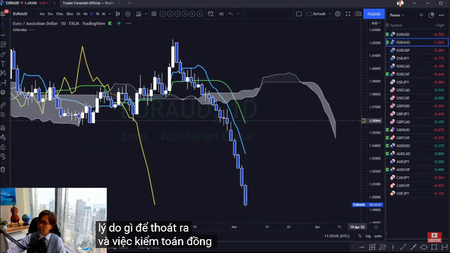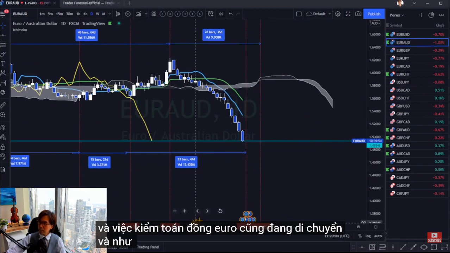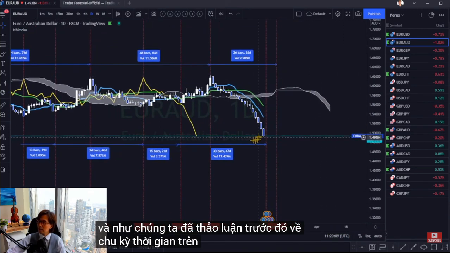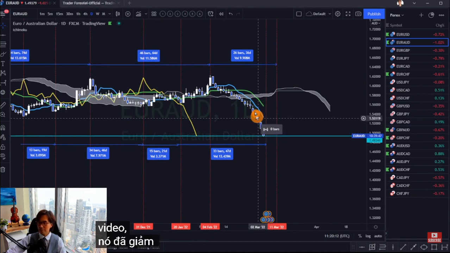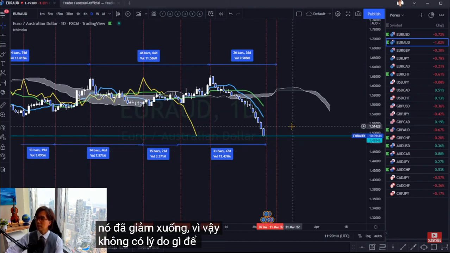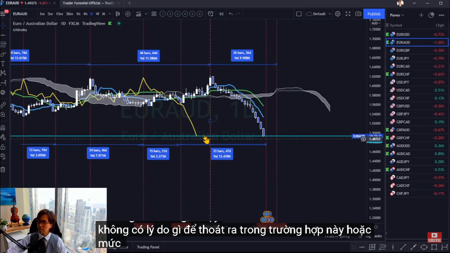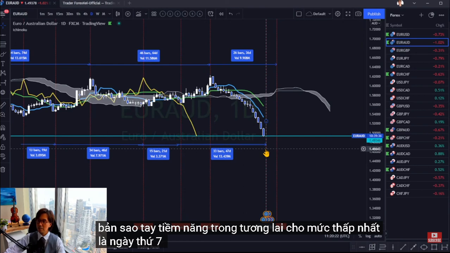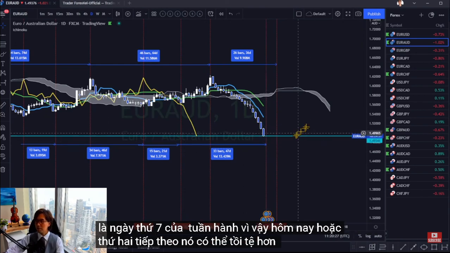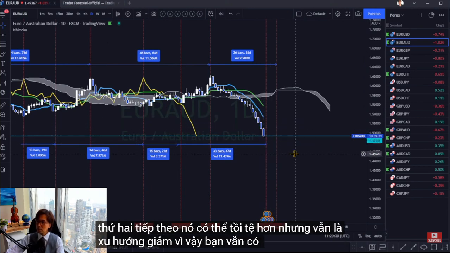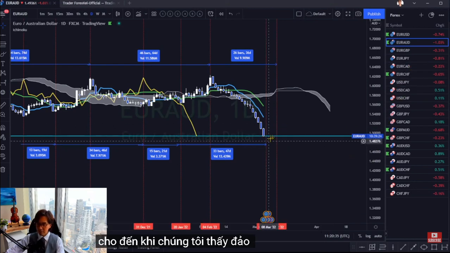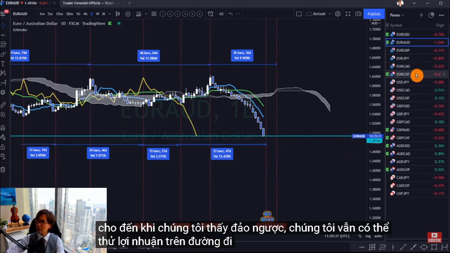And EuroAUD is also moving down. As we discussed earlier on time cycles in the video, it has been moving down. So there's no reason to exit in this case either. The potential future low date was the 7th of March. So today or next Monday, it may reverse. But still, this is a downtrend, so you can follow the downtrend. Until we see a reverse, we can still take the profits along the way.